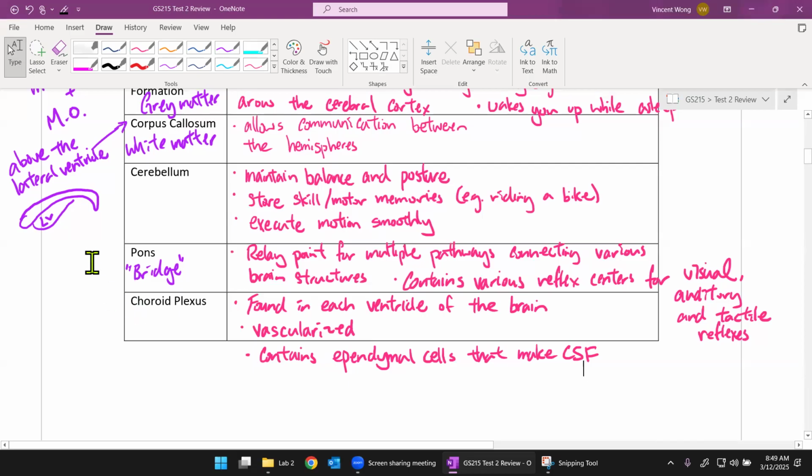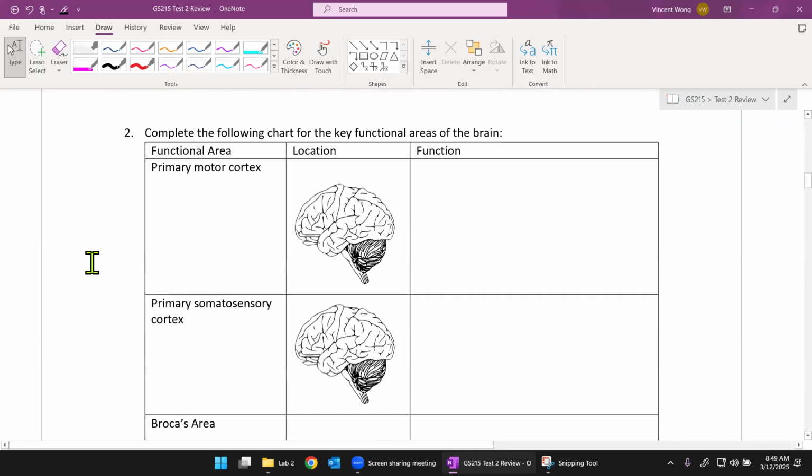Of course, there are more brain parts. If it's not on the list, feel free to add it onto it, and of course, remember them. Okay, moving on. What's next?